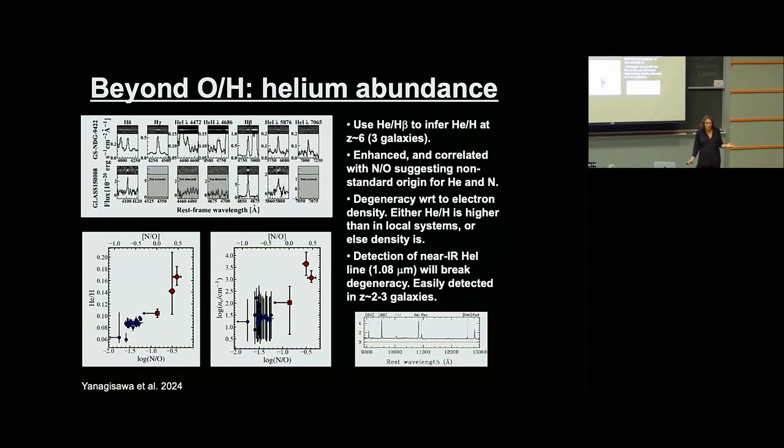But it also turns out that you can break this degeneracy if you detect the near-infrared helium line at 1.08 microns. And guess what? We detect that all the time at redshifts 2 to 3. That was actually showing up in the spectrum that I showed you at the beginning. So this is a helium line, and we can make this measurement robustly.